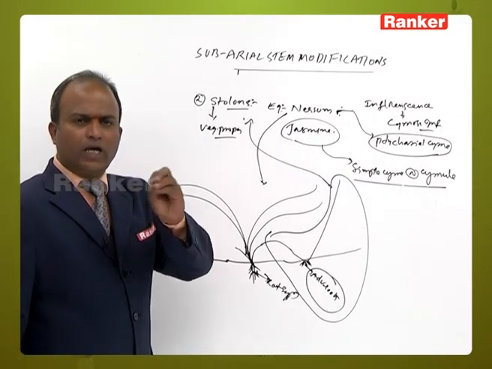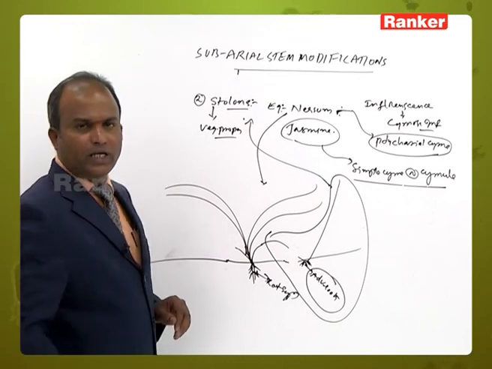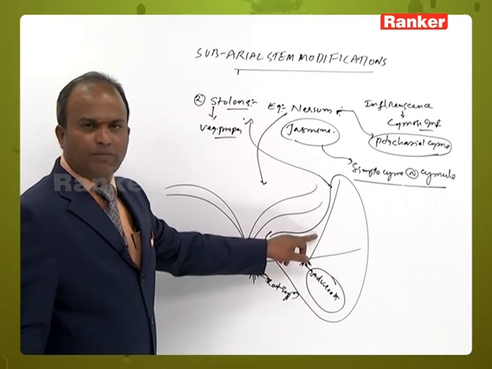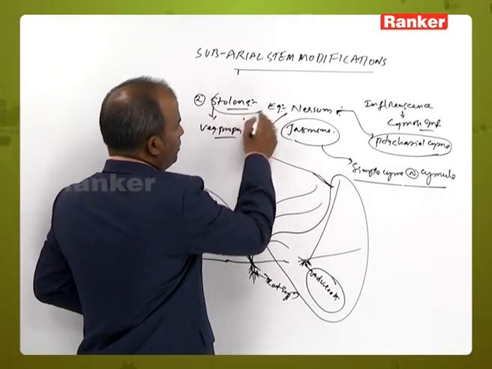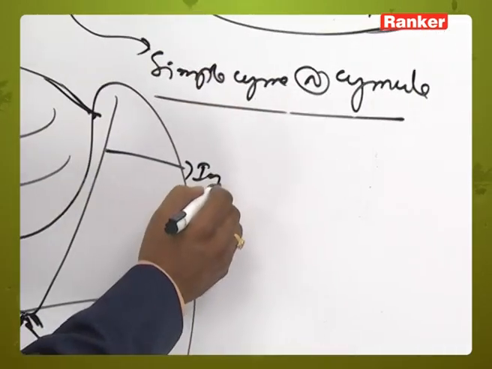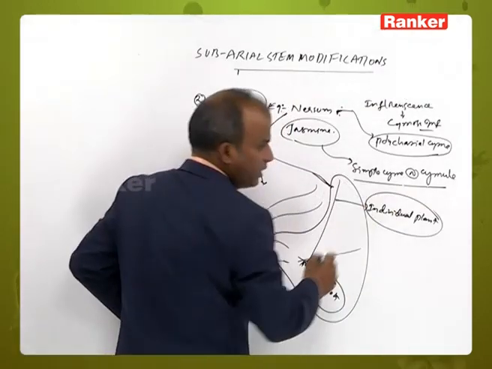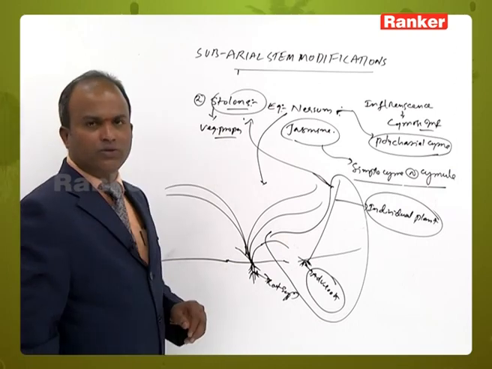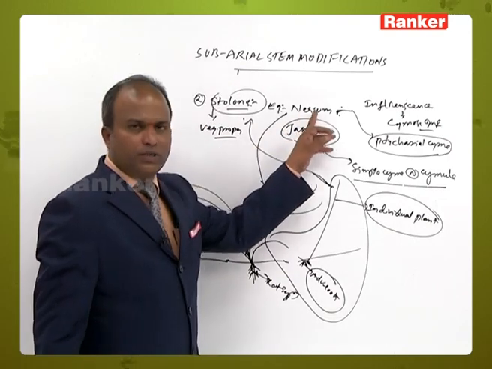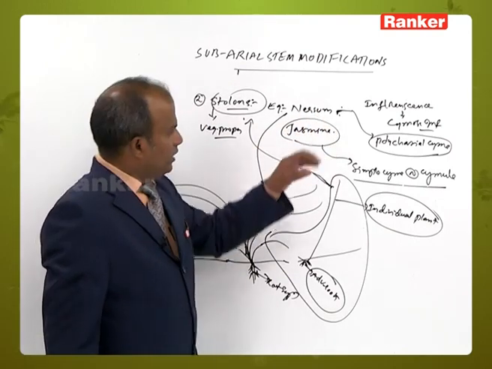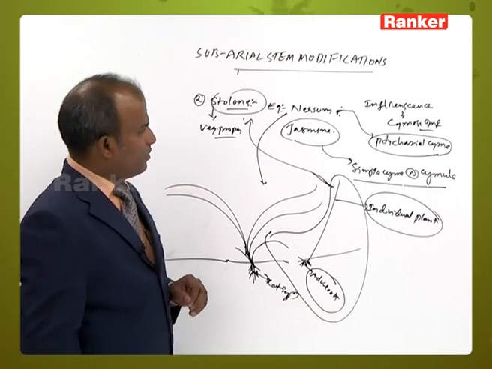That means if, under any circumstances, this branch gets separated from the mother plant, this stolon branch develops into an individual plant. So it plays an important role in vegetative propagation. This is about stolons. Once again, what are the examples of stolons? Two examples, nerium and jasmine. Do they show cymose type of inflorescence? Yes, they show cymose type of inflorescence.